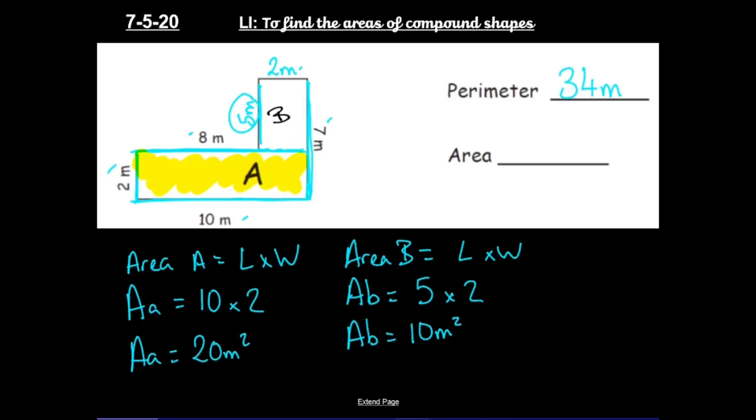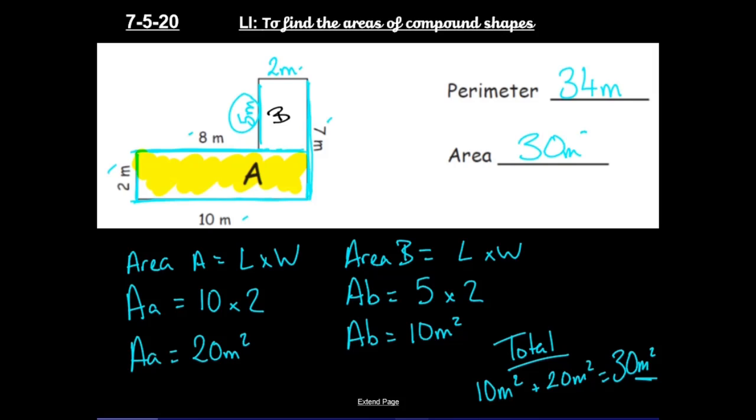Of course, I need to add them together. So area of A plus area of B, so that's 20 meters squared plus 10 meters squared, which equals 30 meters squared. And there we go, 30 meters squared. The area and perimeter of compound shapes.